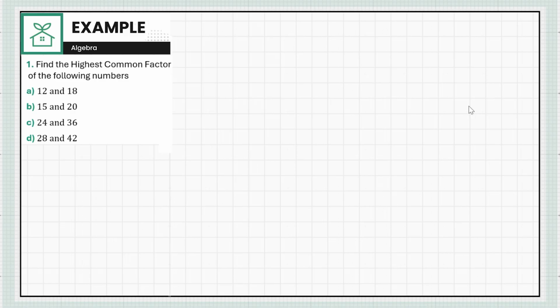Alright, let's get started. So for our first one, we have A, which is find the highest common factor between the following numbers: 12 and 18. Now in order to solve this, all we need to do is list all the factors of each number and find the one that the two have in common that is the highest number.